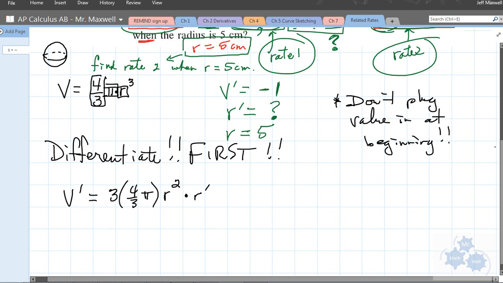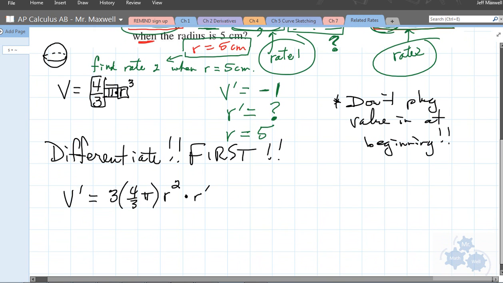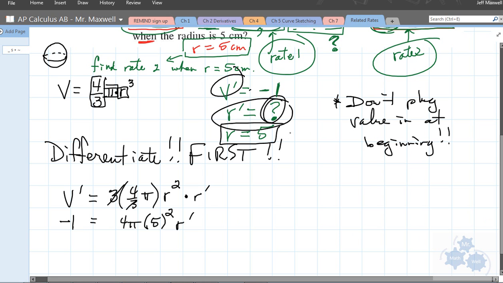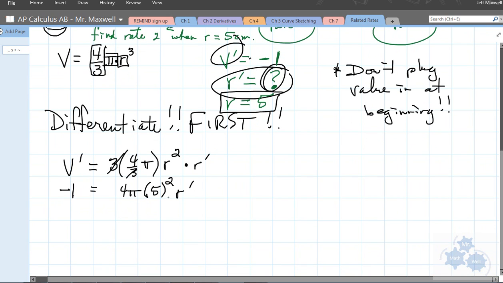So now what we do is we fill in all the values that were given. So v prime is -1. So guess what? Put a -1 there. All right. Now this here, we can simplify. This is just 4 pi. What is the radius at this point? Here it's 5, so now you put in 5. And then r prime. We're trying to solve for r prime. So now you have everything filled in except for r prime.